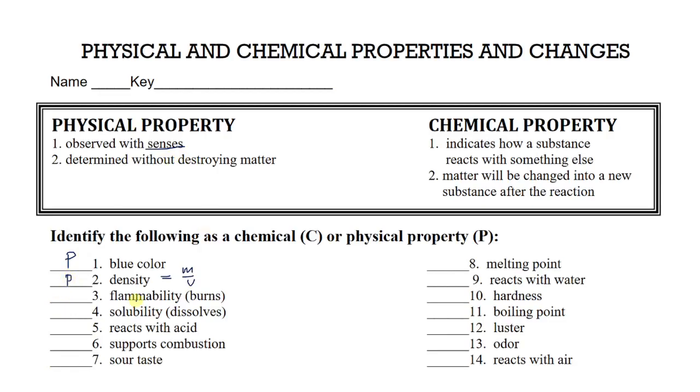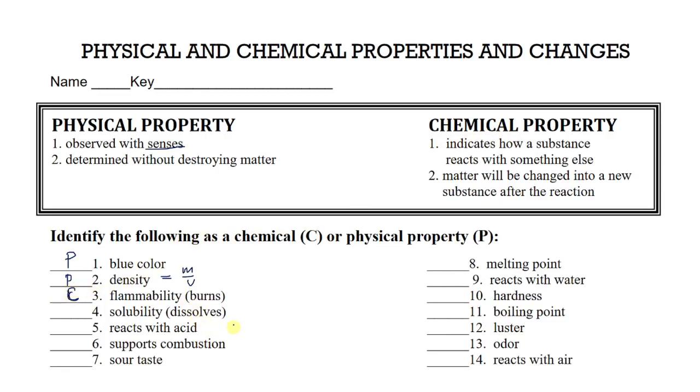Next is flammability or burning. Again, when something is burning, it's actually reacting with something from the air. It's actually reacting with oxygen from the air. So I have said the word react. And again, when there is a react, that is associated with a chemical property. So this one is a chemical property.